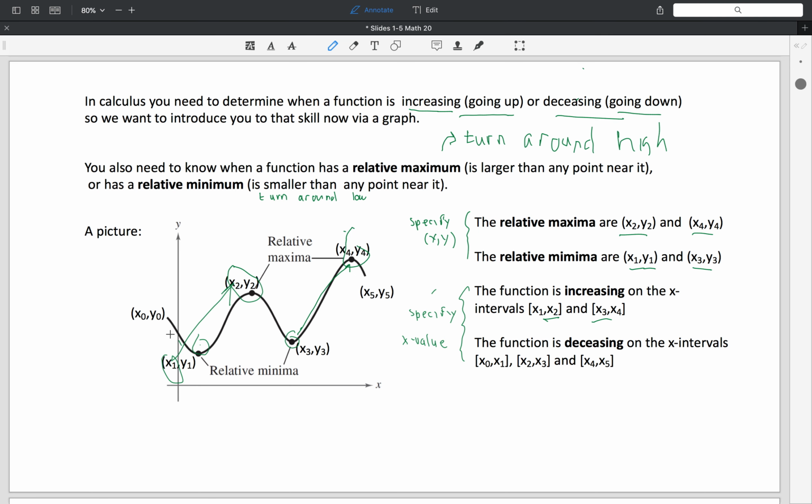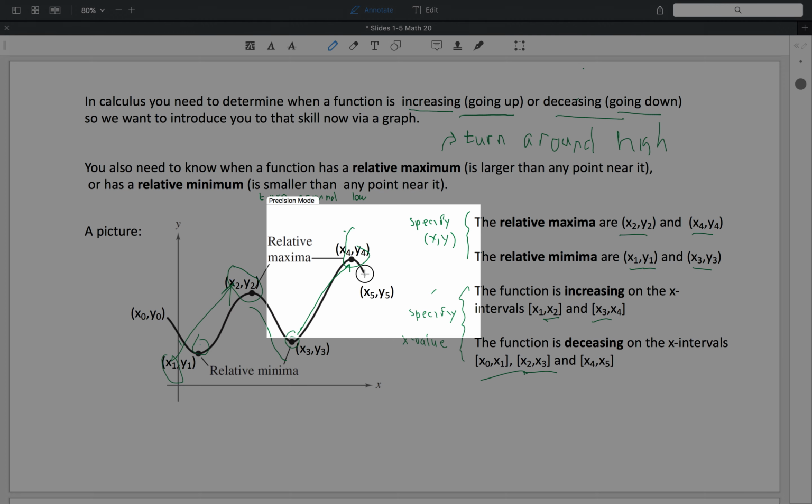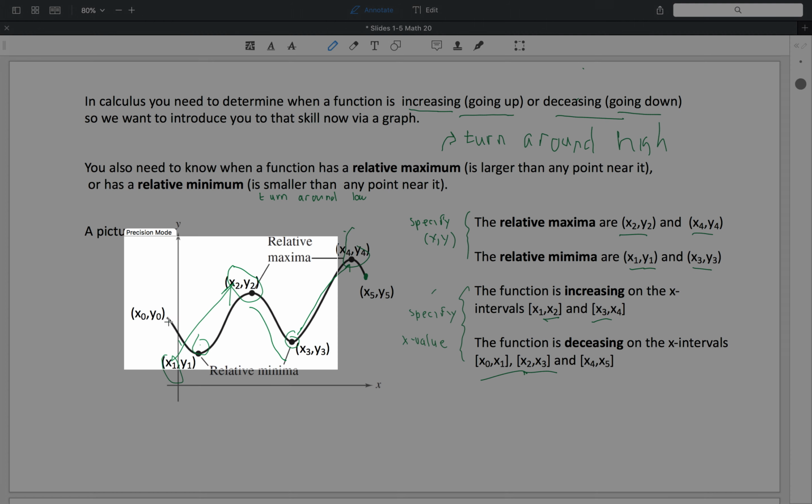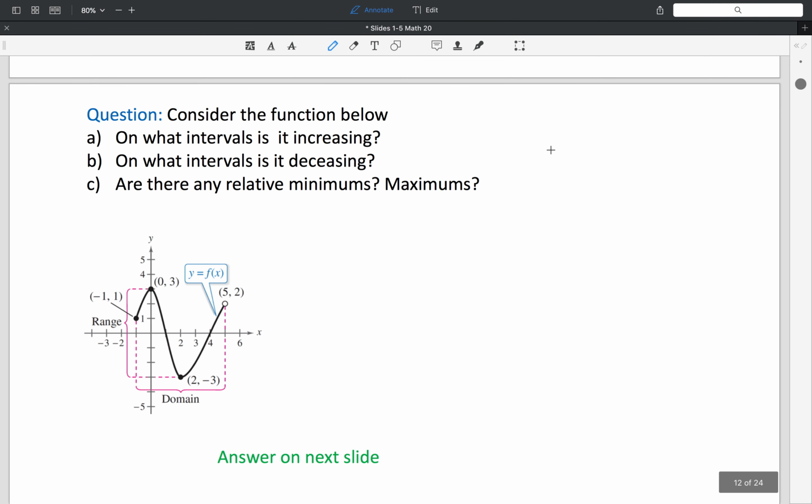And now we want to see where it's decreasing. It's decreasing between x equals 0 and x equals 1. It's decreasing between x2 and x4, and then between x4 and x5. So we write those intervals. And one thing I didn't make clear, but I want to do here, is that these points are on the graph. When you don't specify the endpoints, and if you don't see an open circle or a closed circle, assume it's a closed circle.